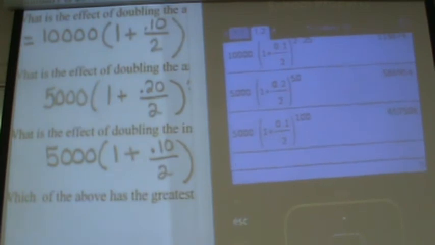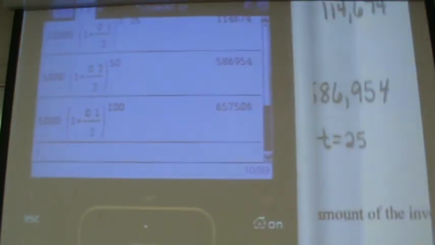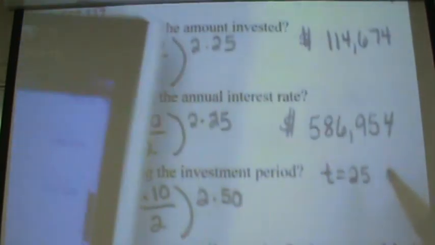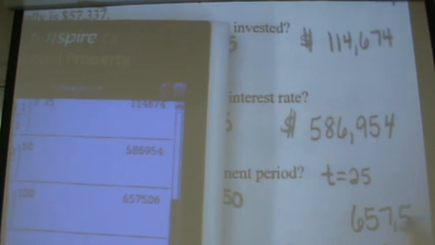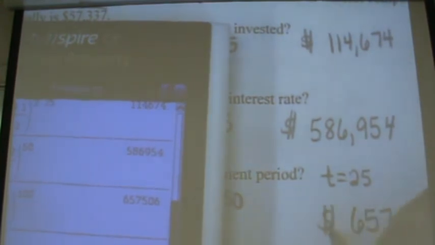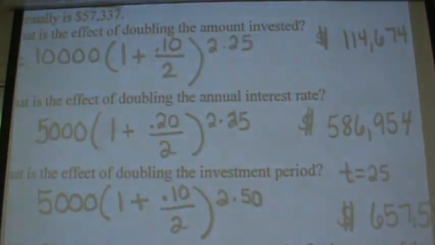Okay, did you get 600? Yeah. I got 657,506. Did everybody else? Yeah. Okay, so question for you, last question. Which of the above has the greatest effect on the final amount of the investment? Doubling the interest. Doubling the investment period.